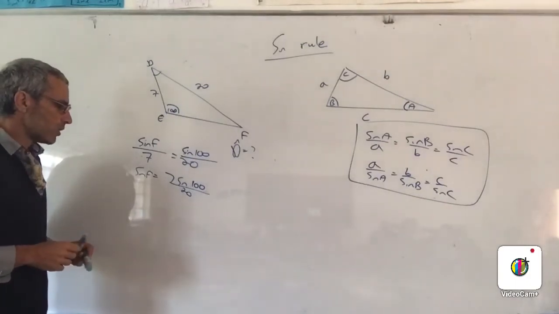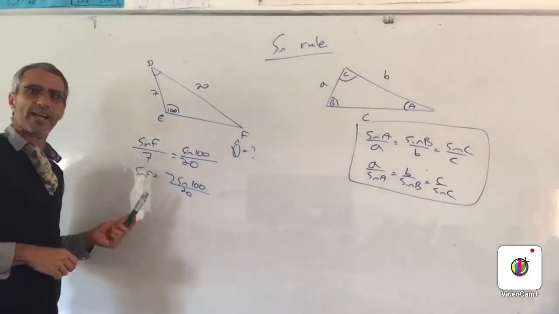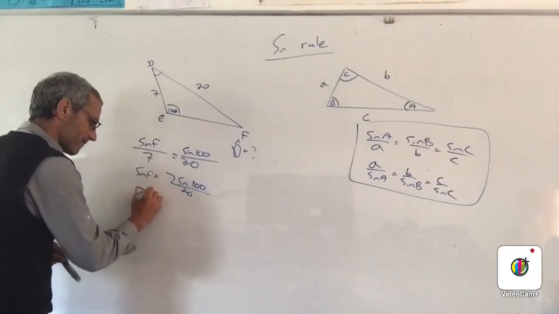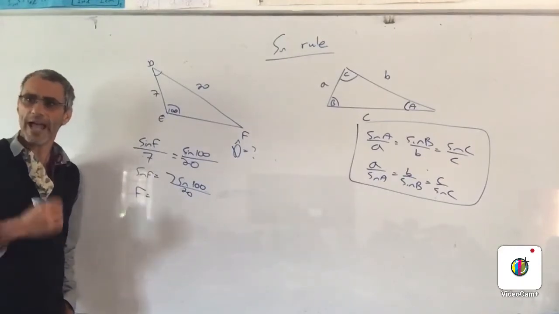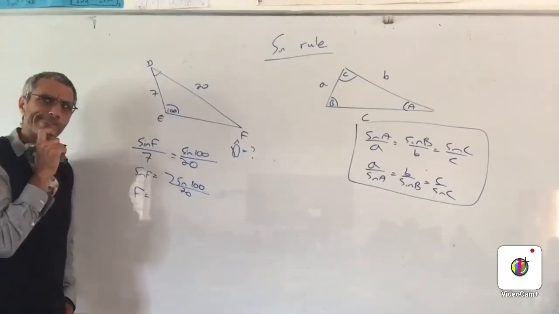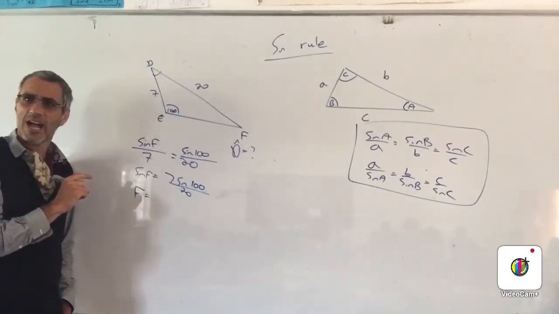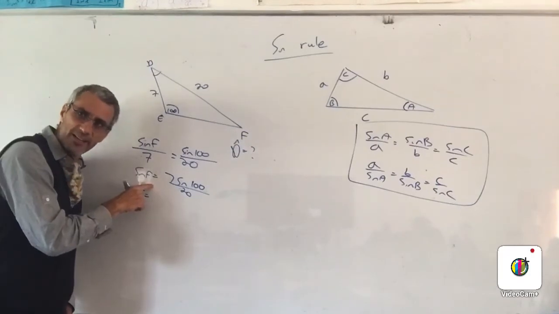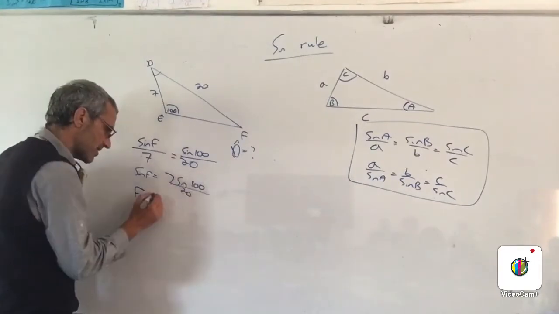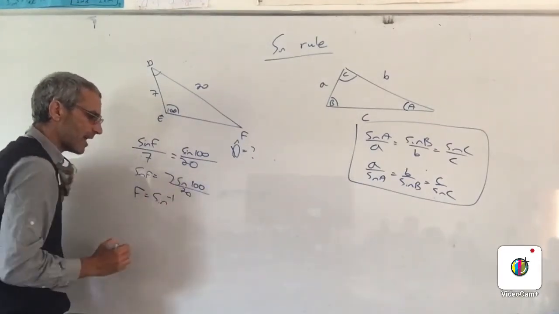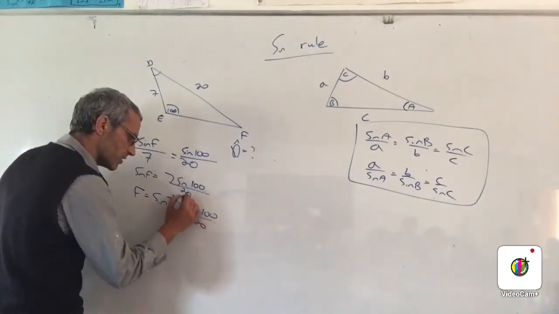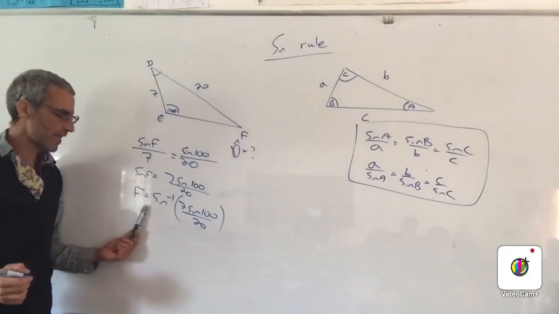Is that the answer now, sine F? Not exactly, because I want the angle F. How would I find the angle F? It's not divide by sine. I know what the sine of the angle is, so I use inverse sine. And that's why I recommend you don't put that in the calculator yet. What I want you to put in the calculator is sine minus 1 of 7 sine 100 divided by 20. Put that in your calculator just as it is.